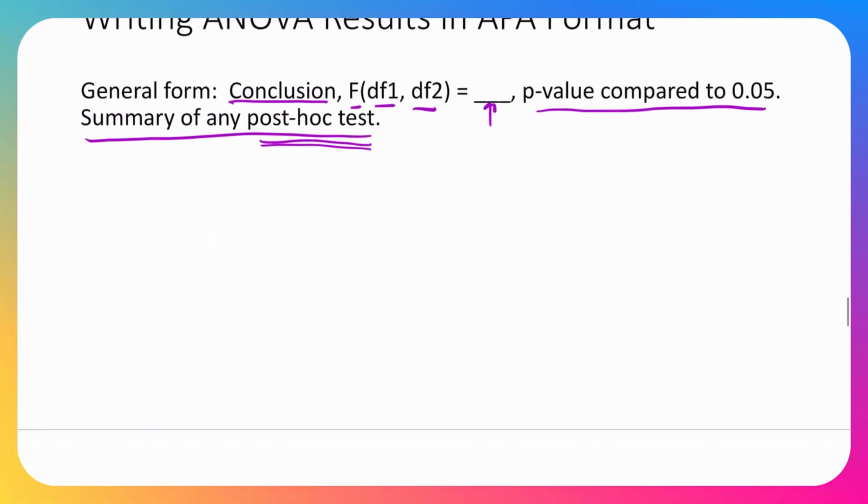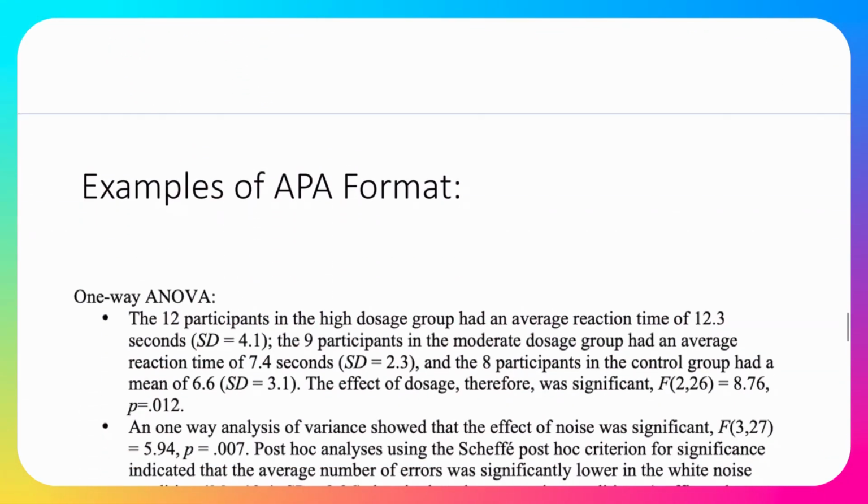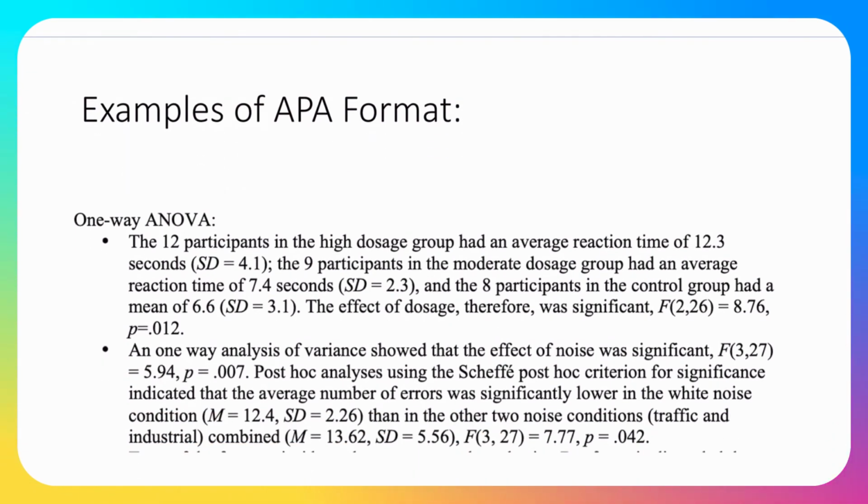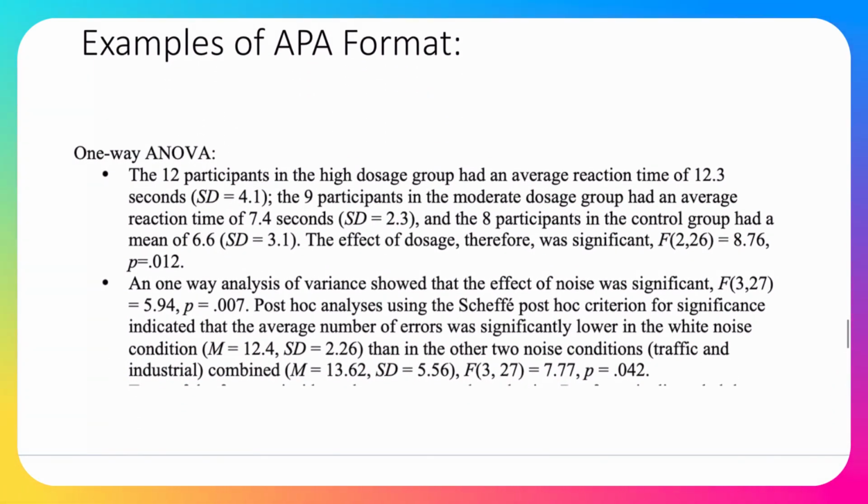Okay? All right, so that's the general form. So here are some examples of APA formatting for other studies. Okay? So here's one way. Notice that here it starts off with a conclusion. All right. So the 12 participants in the high dosage group had an average reaction time of 12.3 seconds. The 9 participants in the moderate group had an average reaction time of 7.4. The 8 participants in the control group had a mean of... So that tells you the data.